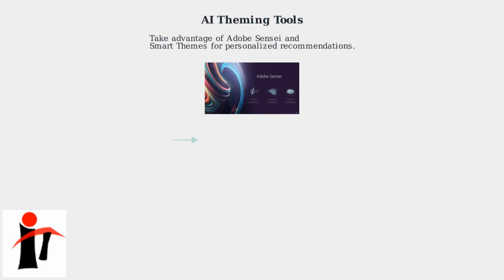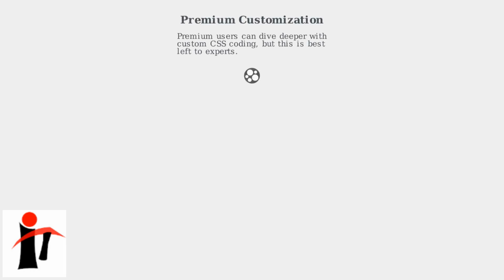Also, take advantage of the AI theming tools like Adobe Sensei and Smart Themes for personalized recommendations. Premium users can dive even deeper with custom CSS coding, but this is best left to experts. By focusing on branding consistency, user experience, and accessibility, you can create a Beacons.ai page that is both visually appealing and effective at driving engagement.